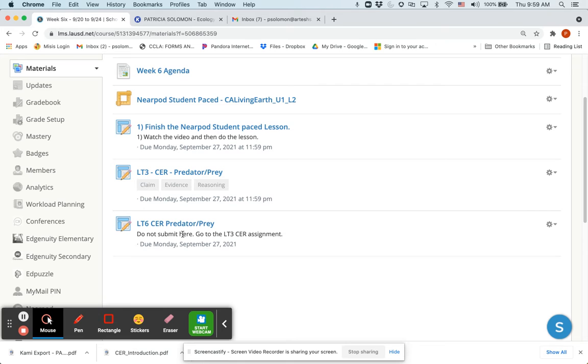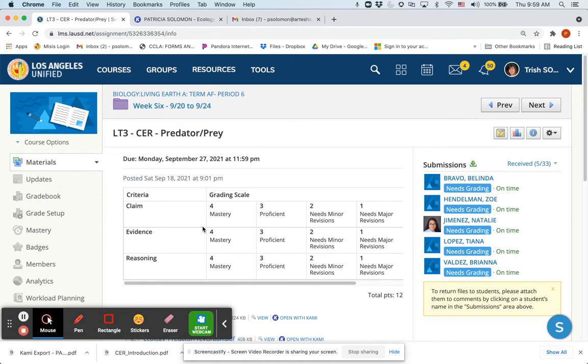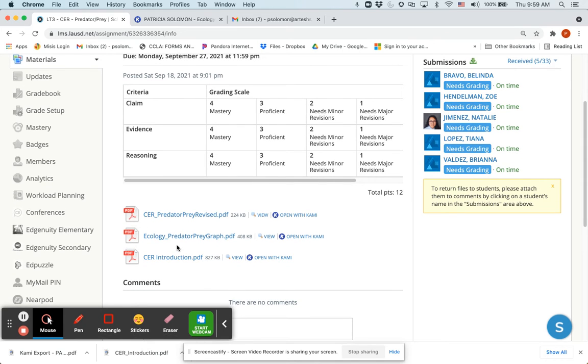So you're just going to be looking at this one to get all the information. Whatever grade you get here will also carry over to this assignment, but they'll go into 2 different learning targets. So, just click open on the LT3 one, and you're going to see that there's a couple of different things here.